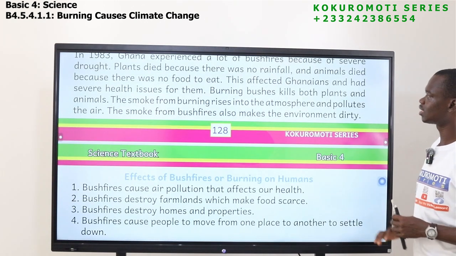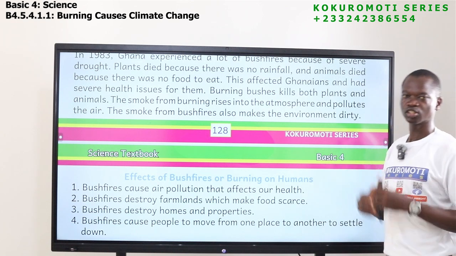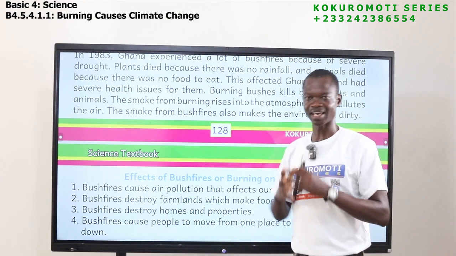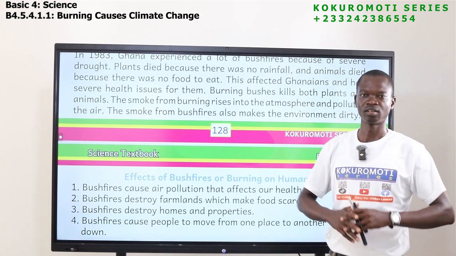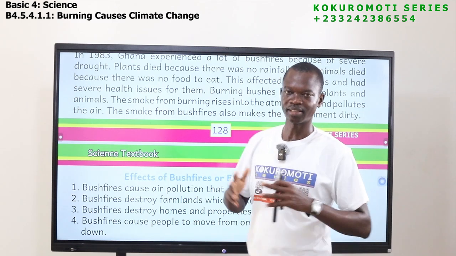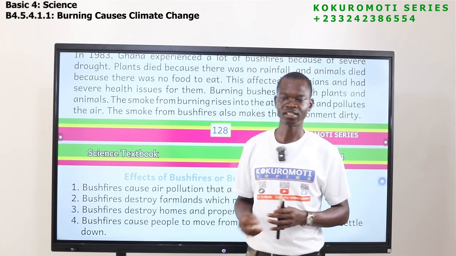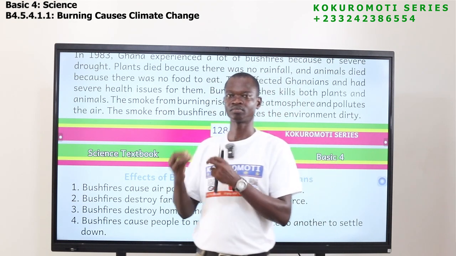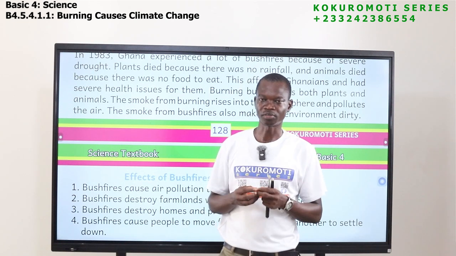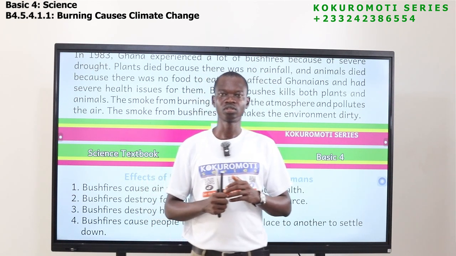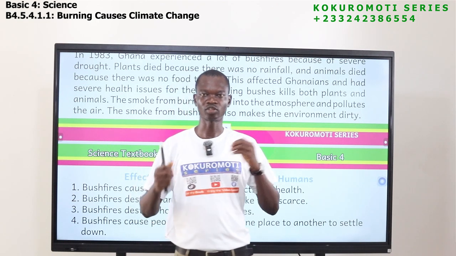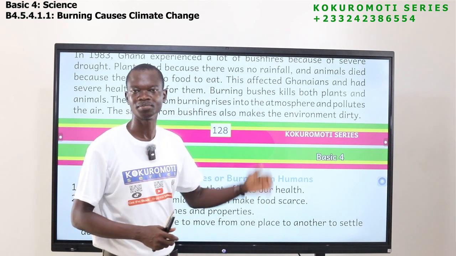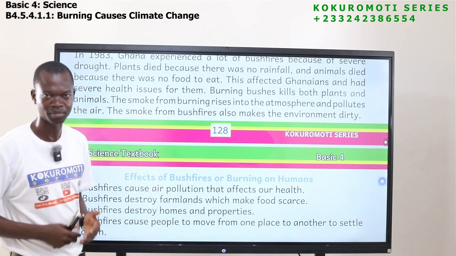Okay, now you see that anytime bush is burnt, smoke is released and it goes into the atmosphere to pollute the air. It makes the air unclean. It makes the air dirty. So if you breathe in dirty air, if you breathe in polluted air, it will have effect on you. Apart from that, smoke contains some elements, some compounds. These things are also dangerous. They are not good. It causes changes to the weather pattern. It affects the weather condition, and this brings about changes in our climate.